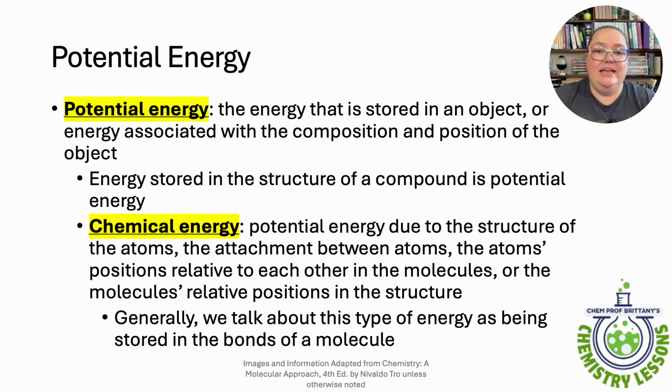So, as we said, energy is stored in an object based on composition or position. The energy stored in the structure of a compound is a type of potential energy that we call chemical energy. Now, potential energy due to the structure of the atoms, the attachment between the atoms' positions relative to each other, and the molecule, or the molecule's relative positions to other molecules in the structure, all makes up chemical energy. And generally, we talk about this type of energy as being stored in the bonds of a molecule. We will talk a lot more about bonds later in this course.